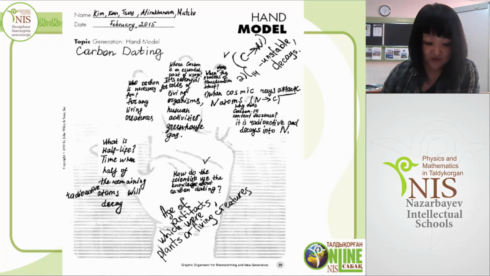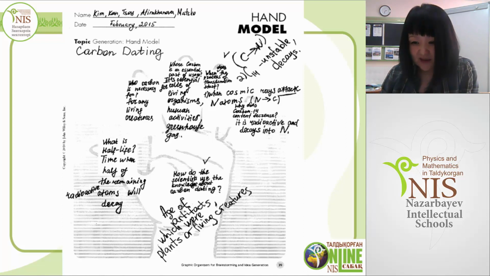The first question, what is half-life? The second, who is carbon necessary for? The third, where is carbon an essential part of usage? The fourth, when does the process of transformation start? The fifth, why does carbon-14 content decrease? And the palm question, how do the scientists use the knowledge about carbon dating?